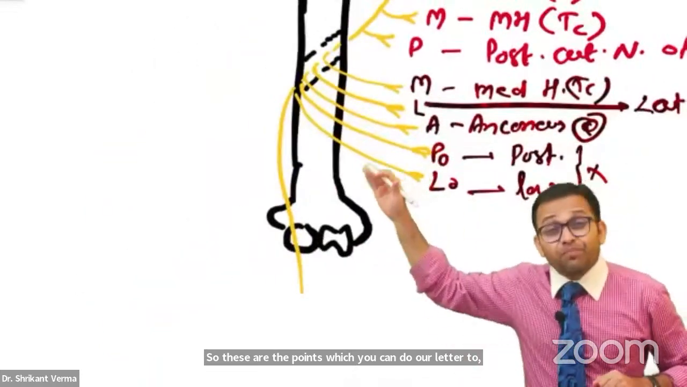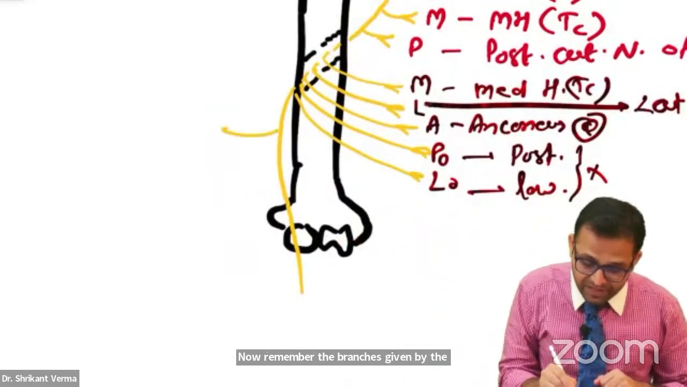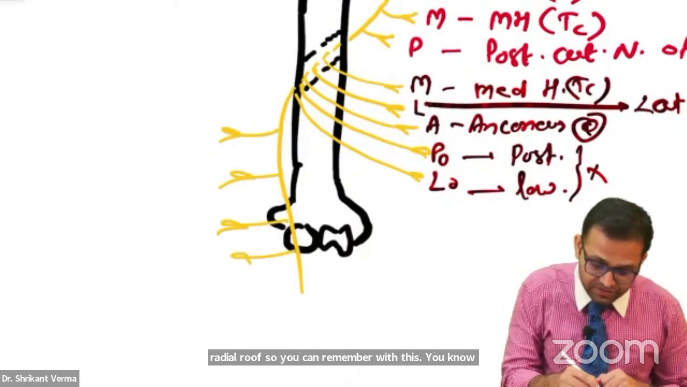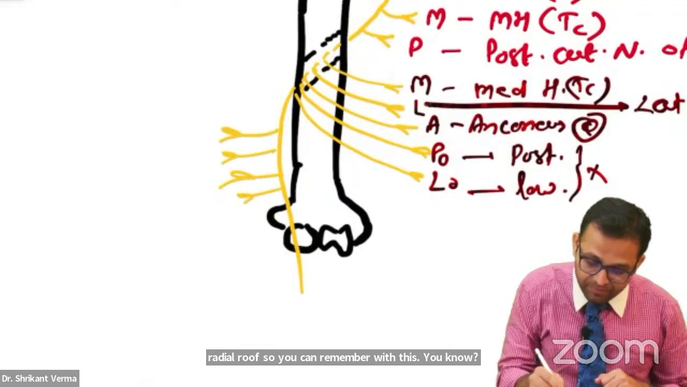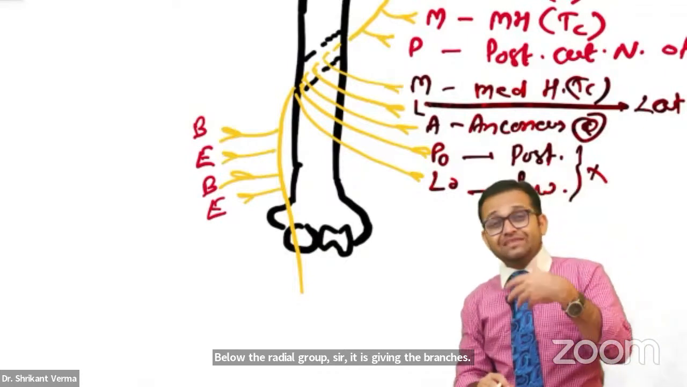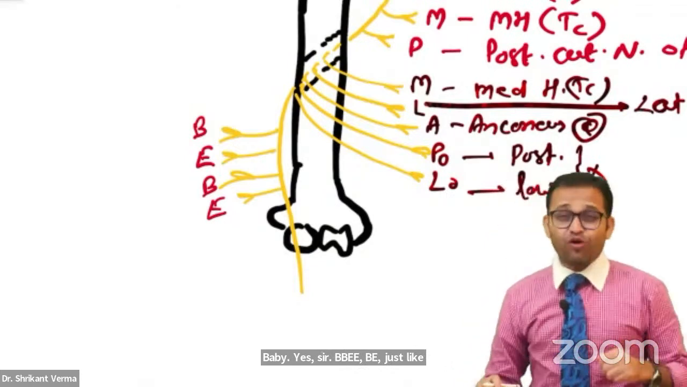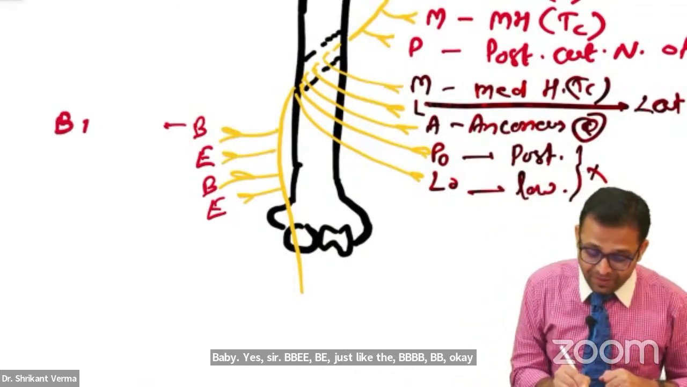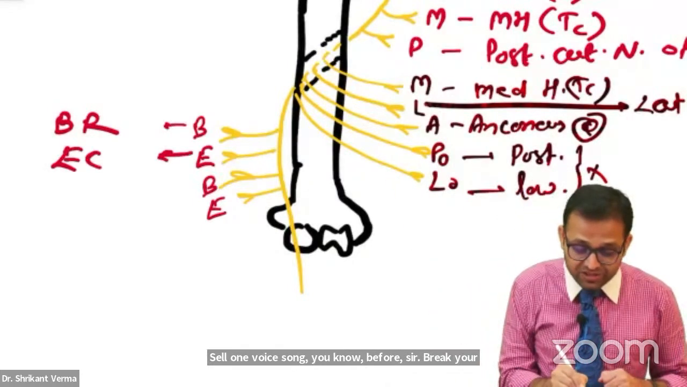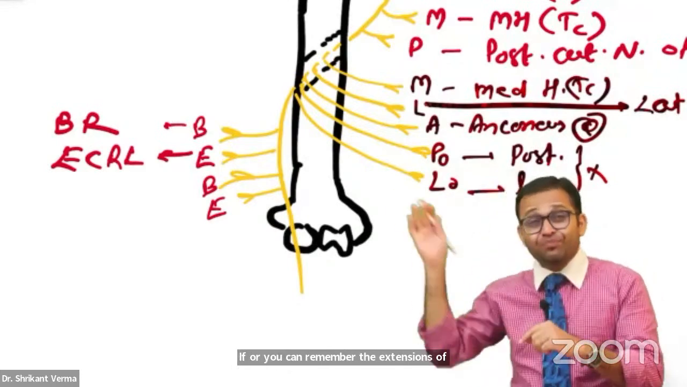Now remember the branches given by the radial nerve below the radial groove. So you can remember with this mnemonic, BBEE, baby. Below the radial groove, it is giving the branches BBEE, like baby. B for brachioradialis is given below the radial groove. E for extensor carpi radialis longus, the muscle of the posterior compartment of the forearm, but it is given below the radial groove.